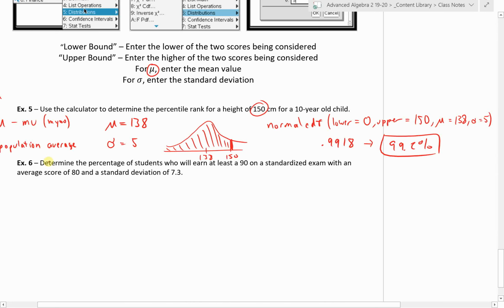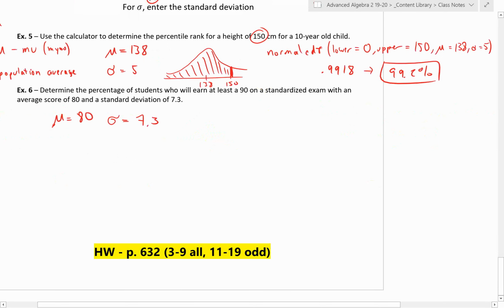We'll do one more example. Determine the percentage of students who will earn at least a 90 on a standardized test with an average of 80 and a standard deviation of 7.3. So same basic procedures. We know that the average is 80 and the standard deviation is 7.3. We can draw our bell curve to see what we're looking for. Oh, that's a pretty ugly one. And we want to know who's going to get at least a 90. So 80 is in the middle. 90 is well above it. And we want to know what percentage are going to score at least 90. So who's going to get higher than a 90?